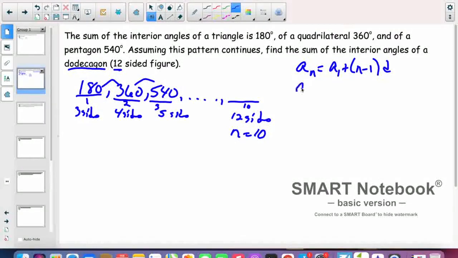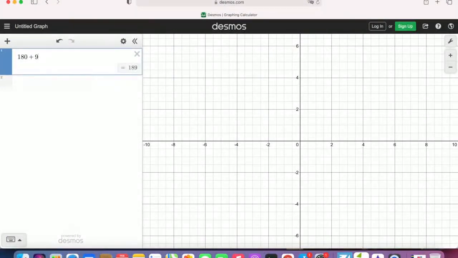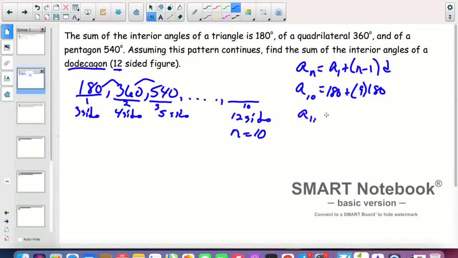a sub n is going to be the 10th term. a sub 1 is the first term, 180. We're looking for the 10th term, so 10 minus 1 will be 9. And our d is 180. I would go into Desmos, put that in Desmos, and solve it. So in Desmos, 180 plus 9 times 180 gives me 1800. So my answer here, a sub 10, the 10th term, is 1800. That means that the sum of the interior angles of a 12-sided figure is 1800 degrees.